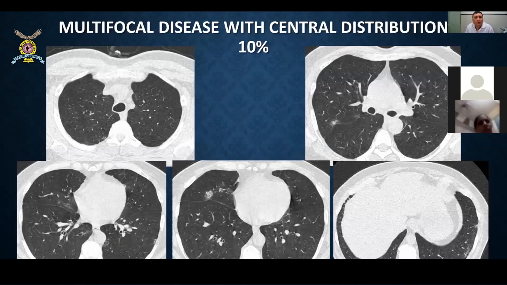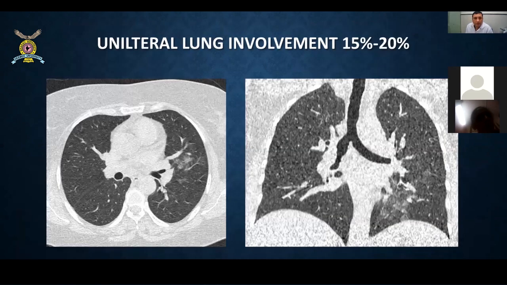Sometimes you may see a multifocal disease, or multifocal ground glass opacities, or small patches of consolidation in around 10% of the patients. In this case, you can see there are very small ground glass opacities in the subpleural location, and this is a small consolidation in the middle lobe, and this is a small consolidation in the right lobe. So a multifocal appearance can be seen in around 10% of the COVID-19 patients.